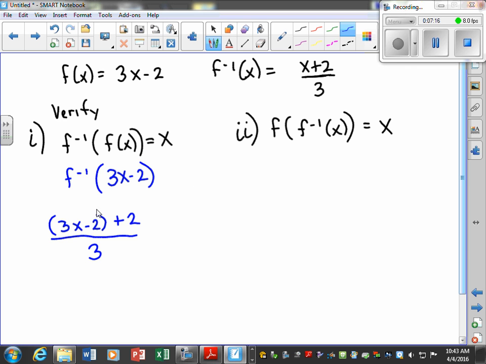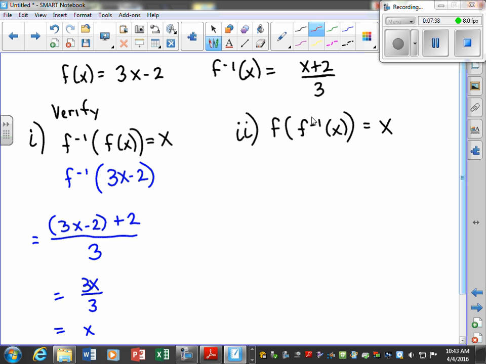Okay, what is negative 2 plus 2? These two cancel each other out, so we'll just be left with 3x divided by 3, which is just x. So this left-hand side checks. That does equal x. We want to see if this right-hand side does as well.